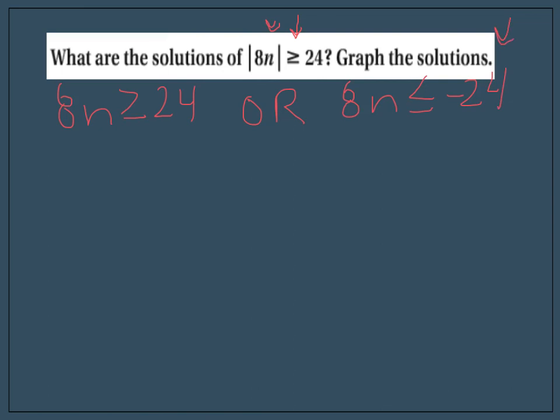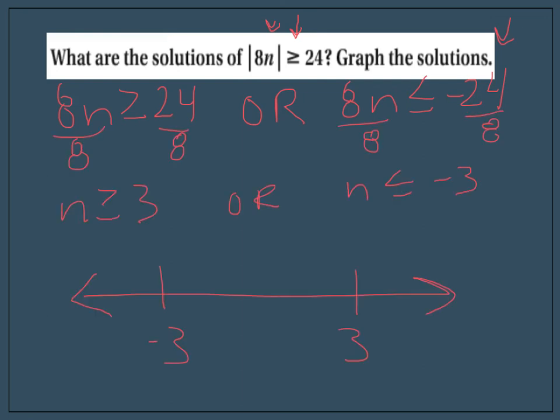Right now I want you to pause the video and solve it by yourself. So you should have gotten negative 3 and 3, and make sure when you write this on your number line, the smaller number goes to the left. So at negative 3, it's a closed circle, and it's pointing to the left. And at 3, it's a closed circle, and it's pointing to the right, which is why it's an or statement.